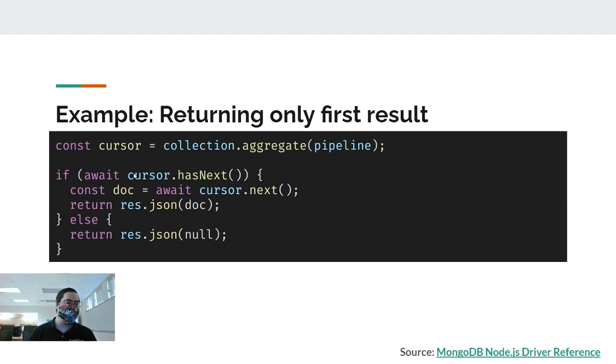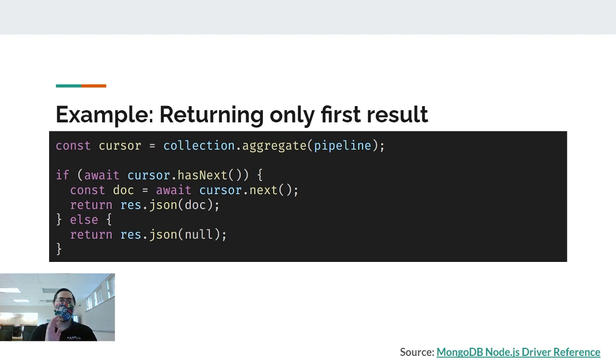That says, is there a first record? Is there not a first record? So if that comes back true, then you can go and get the next record and spit that back out to the client or use it however otherwise you need. And otherwise, if there's no next, well, then you know that your pipeline produced no results. Okay?